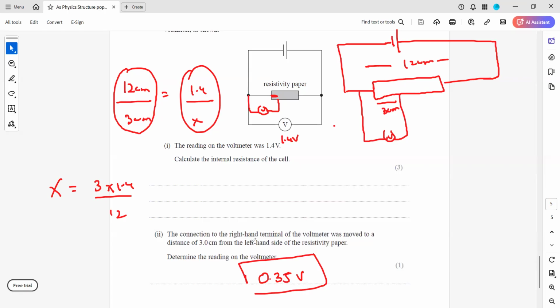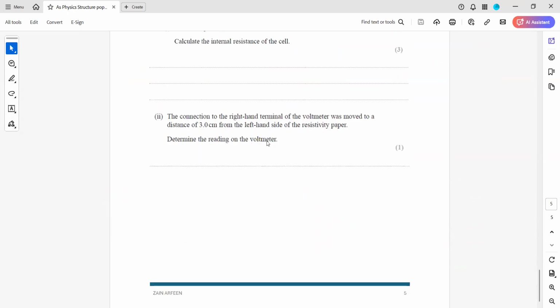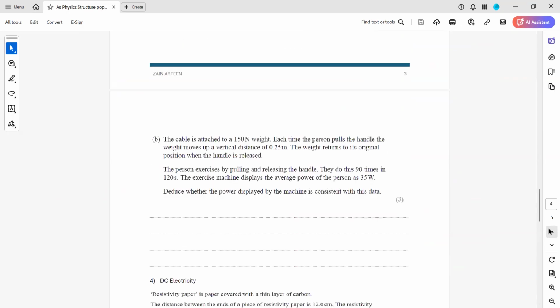Because it's the same concept. If a wire had a length of 100 centimeter and the voltmeter was recording 20 volts, how much will the voltmeter record if I connect it to a length of say 20 centimeter or 5 centimeter? We just use a ratio, because the ratio of the voltage and the ratio of the length will remain unchanged. So this was question 4.